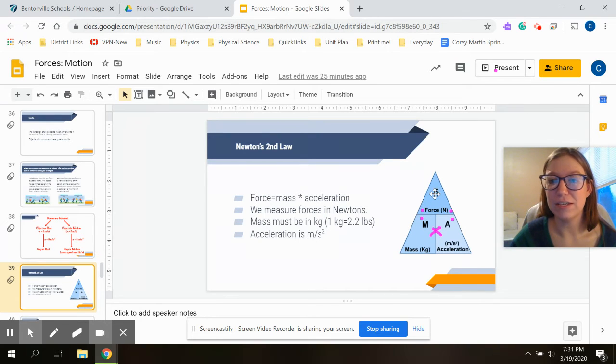The triangle is an excellent way to keep track of what goes on top. So force equals mass times acceleration. If I cover up acceleration, if I'm solving for acceleration, then acceleration is force divided by mass. So this lets you keep track of what goes in the numerator and in the denominator. Okay, I'm going to take a small water break.